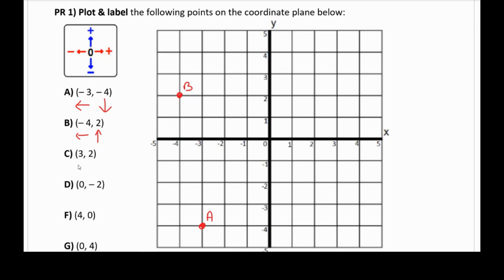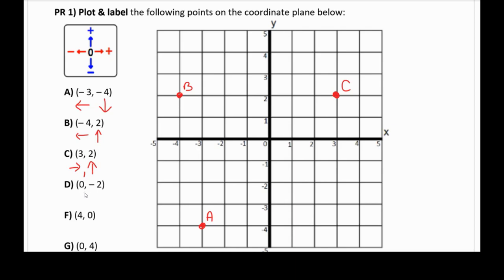Let's do letter C. Letter C is positive 3, so I go to the right, and then the second number is positive 2, so I go up. So I start at the origin, and I go 1, 2, 3 to the right, and 1, 2 up. And I make the point, and I write letter C.